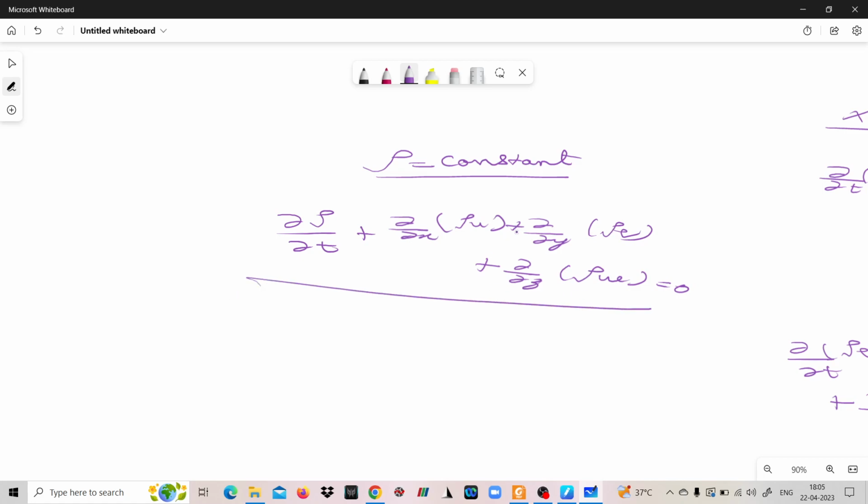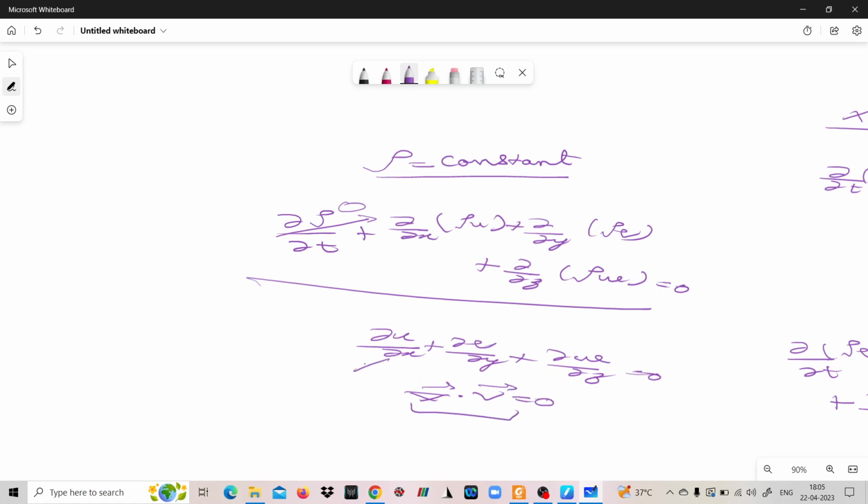Now if rho is constant, then the first part will become 0. All these rho are constant, so they will come out of differentiation, and effectively you will be left with del u by del x plus del v by del y plus del w by del z equal to 0, or in vector notation, del dot v will be equal to 0.